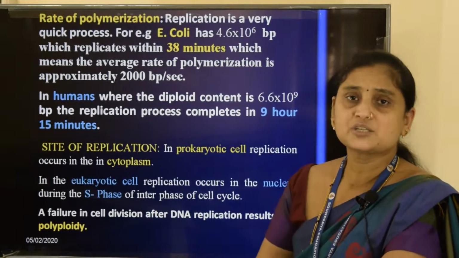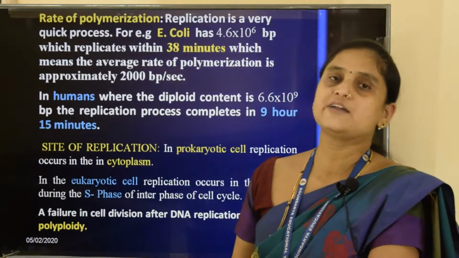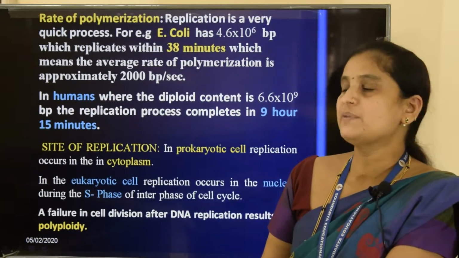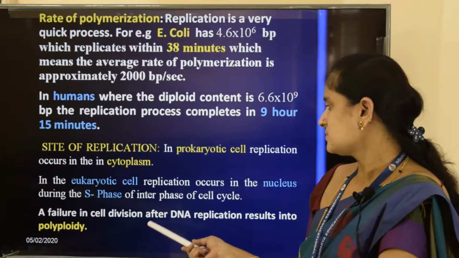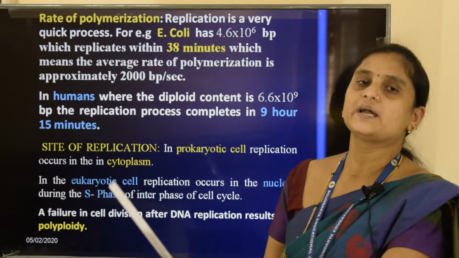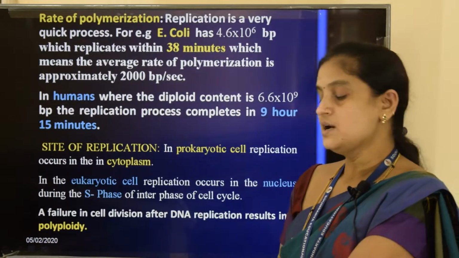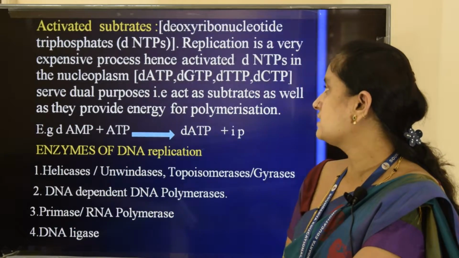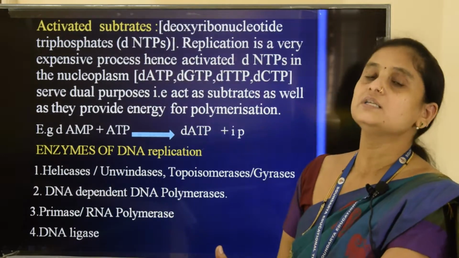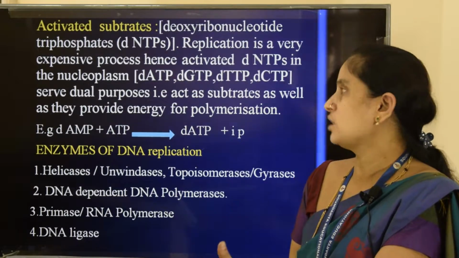Okay, so replication, as I mentioned, is very important and essential for the life of a cell or an animal or a plant. Why? Because if replication takes place and cell division does not occur, it leads to a complication such as polyploidy, that is, an increase in the chromosome number. Like haploid, diploid, triploid, an increase in the haploid number of chromosomes is called the polyploidy condition.